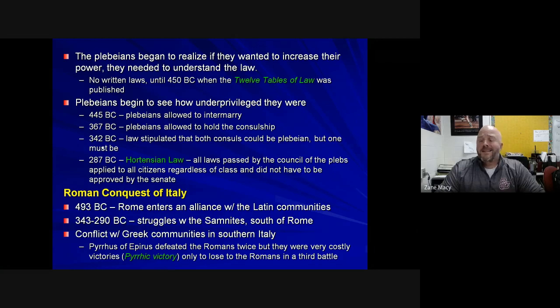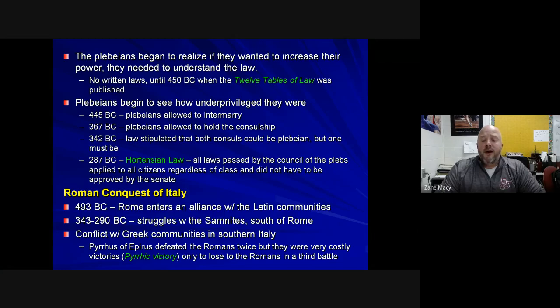a law was passed that stipulated that both consuls could be plebeian, but one consul had to come from the plebeian class to make sure that, again, 75% of the population of the Roman Republic was plebeian. In 342, it only makes sense that the three-quarters majority of the Republic be represented at the highest level.